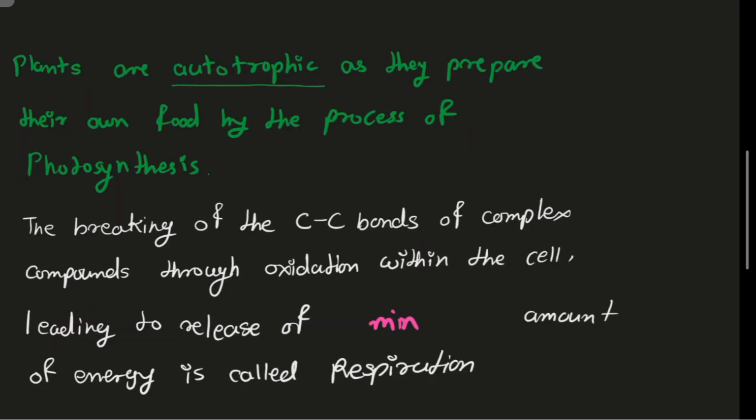For an intro, we know that all plants are generally autotrophic, as they prepare their own food by the process of photosynthesis. The breaking of carbon-carbon bonds of a complex compound through oxidation within the cell, leading to release of energy, a minimum amount of energy, is called respiration.